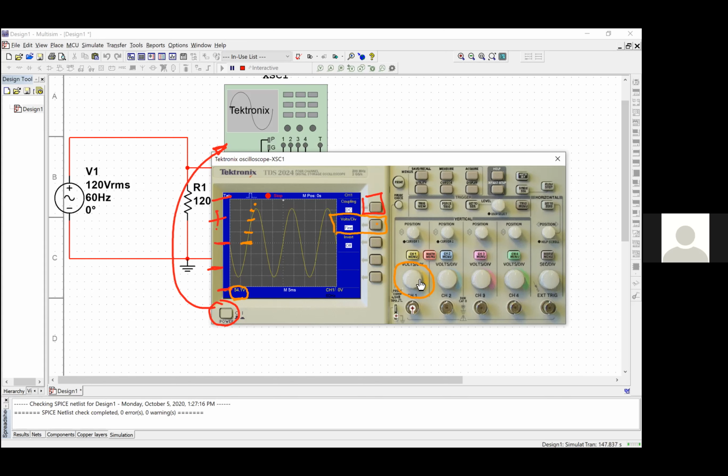You can fine tune the voltage scale and you can move your signal to whichever division you want to move it to. In my case, because I like the number 3, I use fine and I move my signal to the 3rd division.